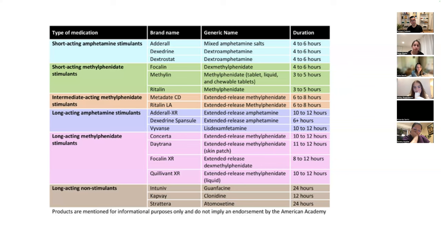Just know if you prescribe immediate-release clonidine or immediate-release guanfacine, it's not FDA approved for ADHD. We do it sometimes. I do it sometimes too, but it will be off label. There's some evidence that shows it, but if you wanted to stay with evidence-based practice, I would probably do the Intuniv, which is guanfacine ER, and the Kapvay, clonidine ER.